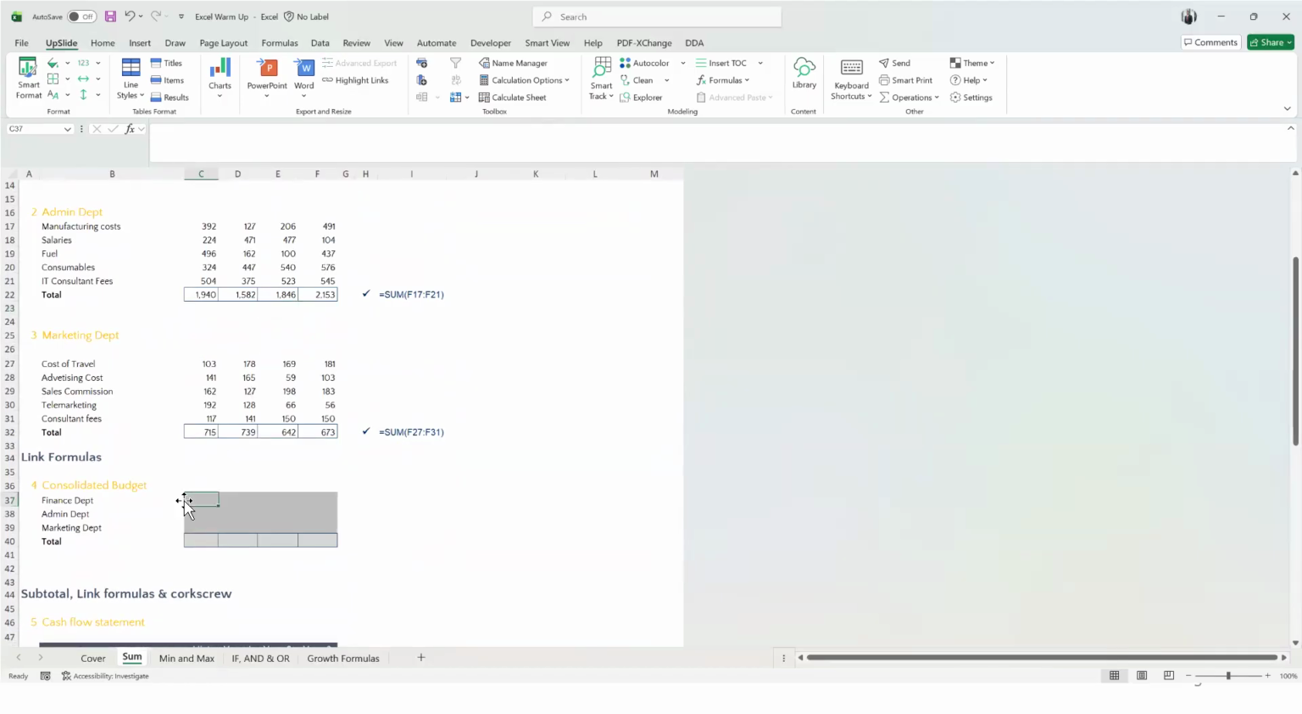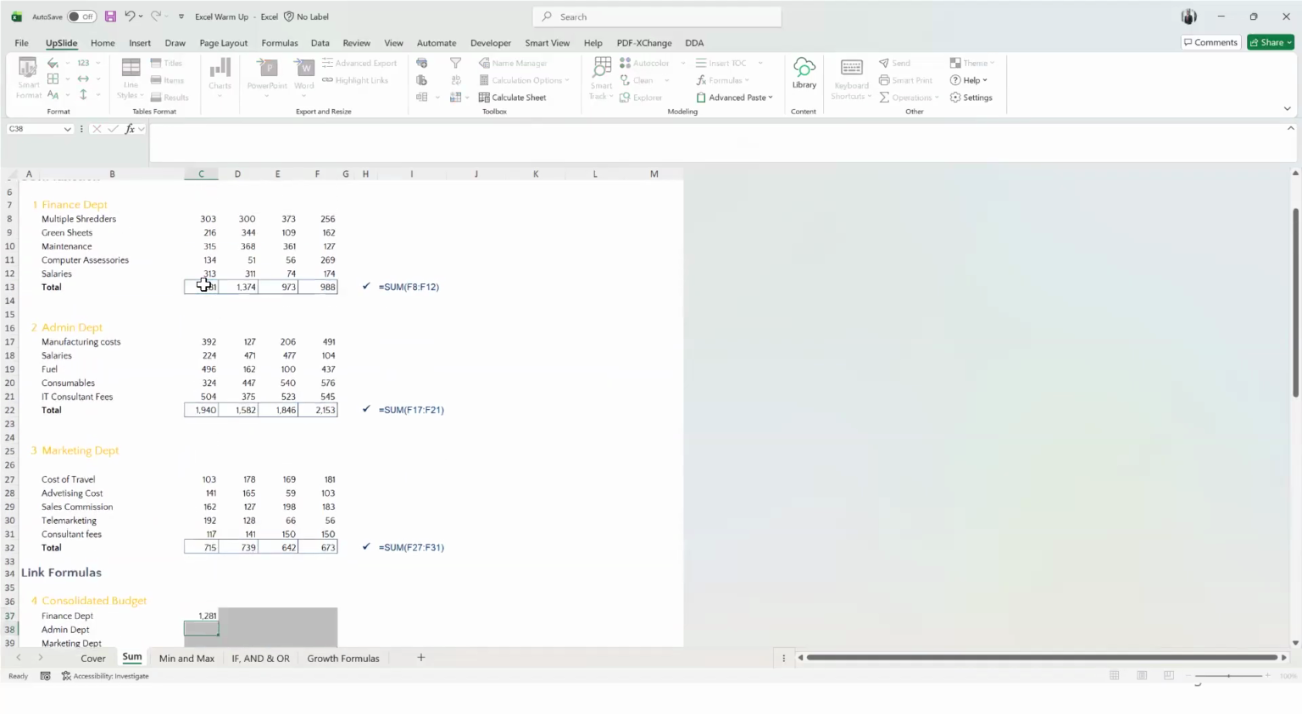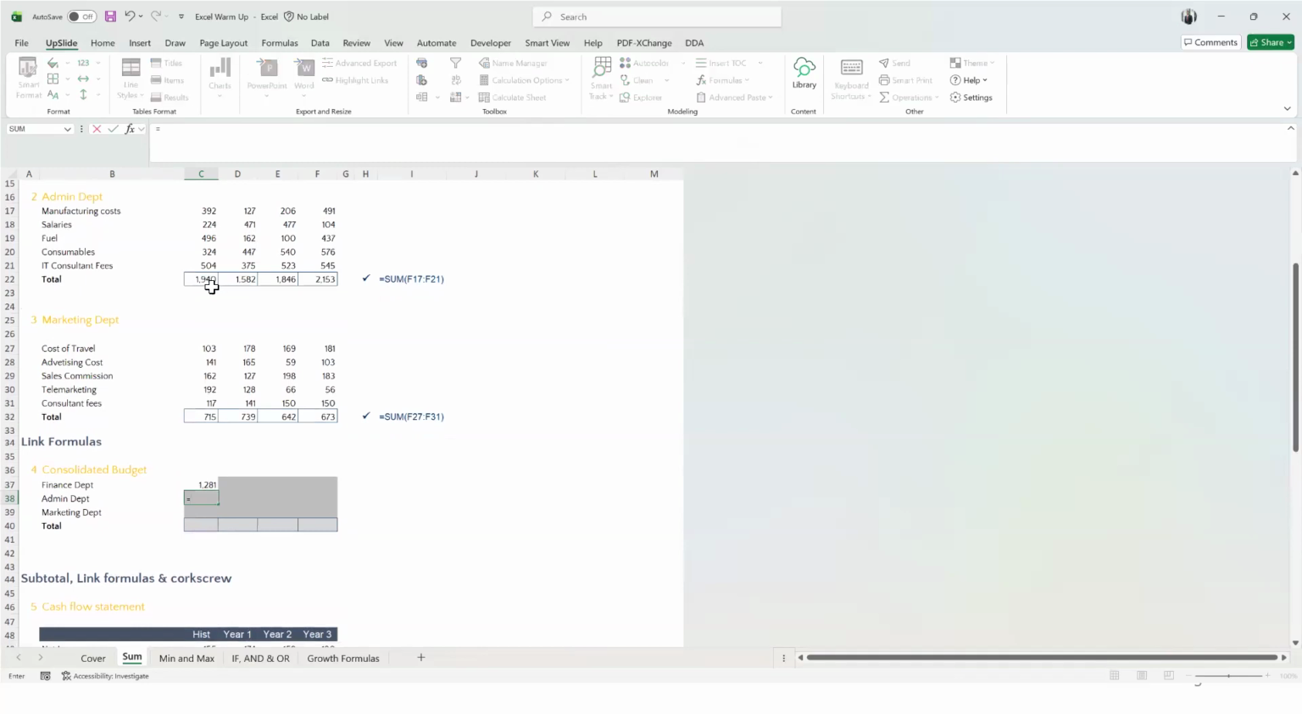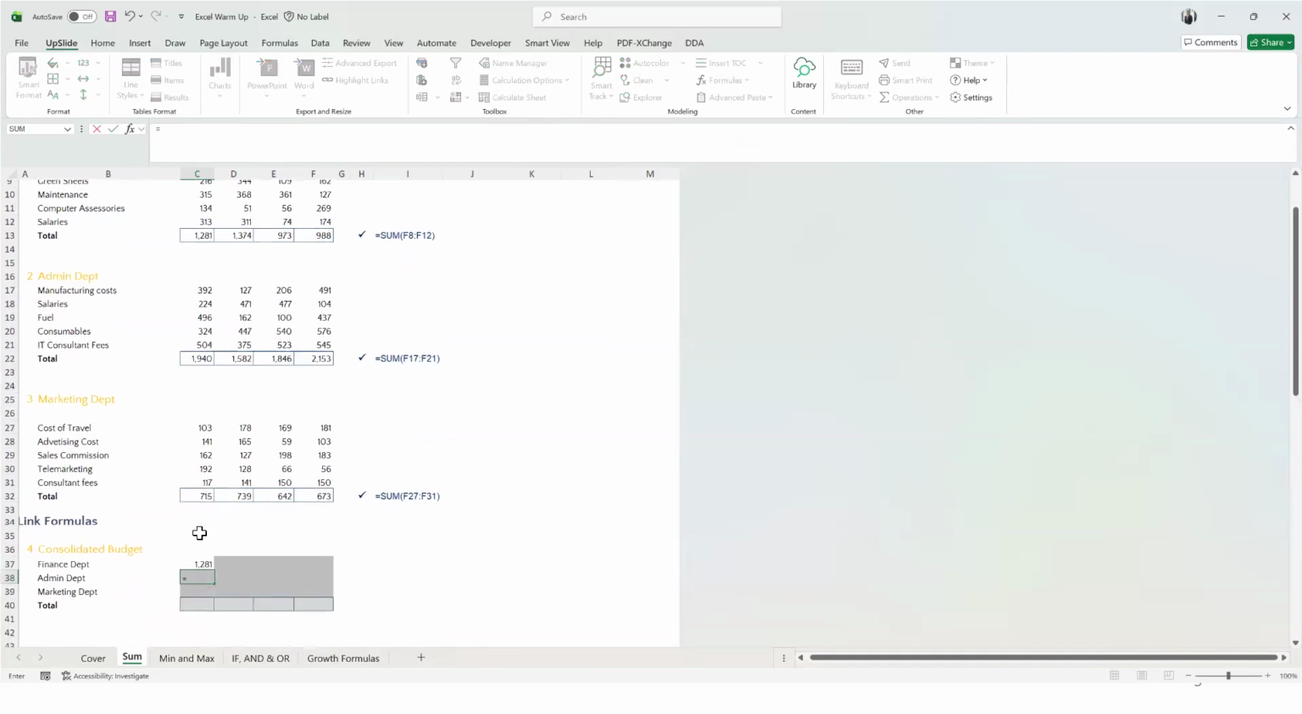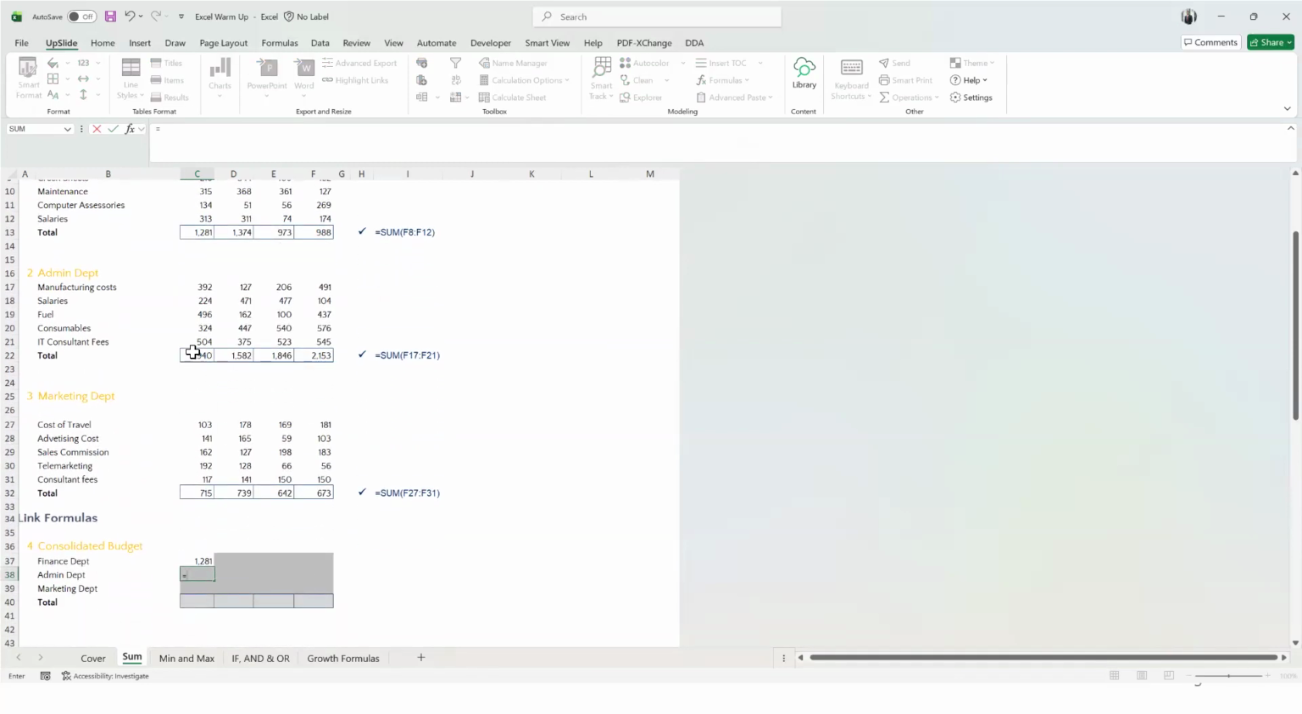So the finance budget for the first year equals the finance budget for the first year. That's what we're doing. For admin, it equals the admin budget for the first year. For marketing, it equals the marketing budget for the first year. Pretty much that's what we're doing, right?